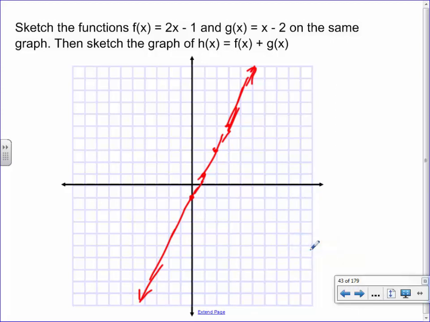And then I'll use another color because I can. If you guys have another color, you could. If not, don't stress it too much. X minus 2 is going to be down here with a y-intercept of -2, and it's going to have a slope of 1. So it's going to look something like this, give or take.